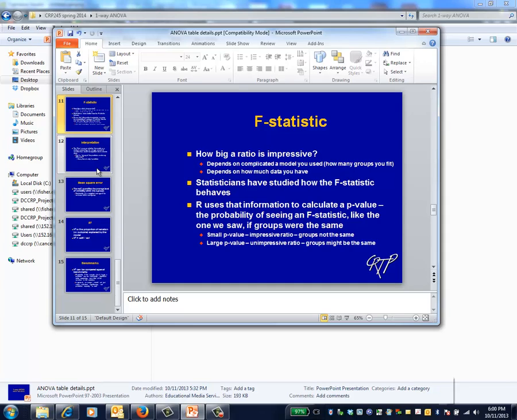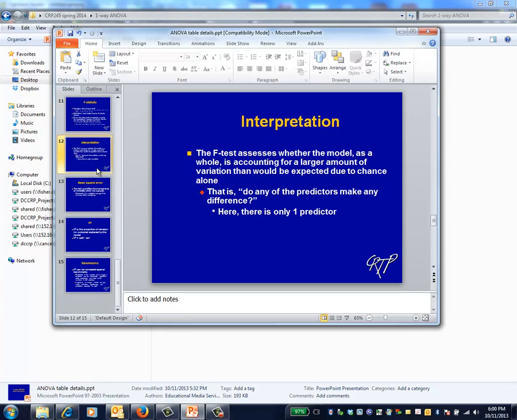If this overall F test is statistically significant, some of the group means differ. The F test assesses whether the model as a whole is accounting for a larger amount of variation in the outcome than would be expected due to chance alone. In other words, whether any of the predictors in the model matter. Here the model only has a single predictor.